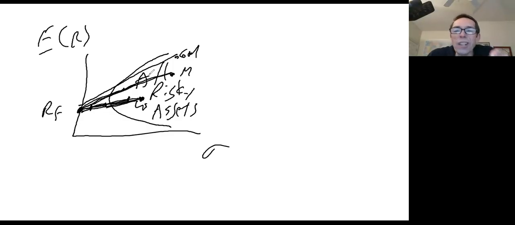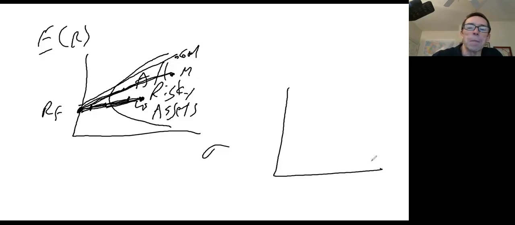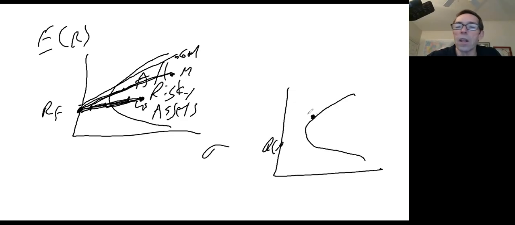Well, which risky asset dominates all of them? I'm running out of room, it's kind of getting messy over there. So here is my hyperbola. Here is my risk-free asset. This particular risky asset or combination of risky assets is going to dominate all of them, because this line right there is just tangent to the hyperbola.